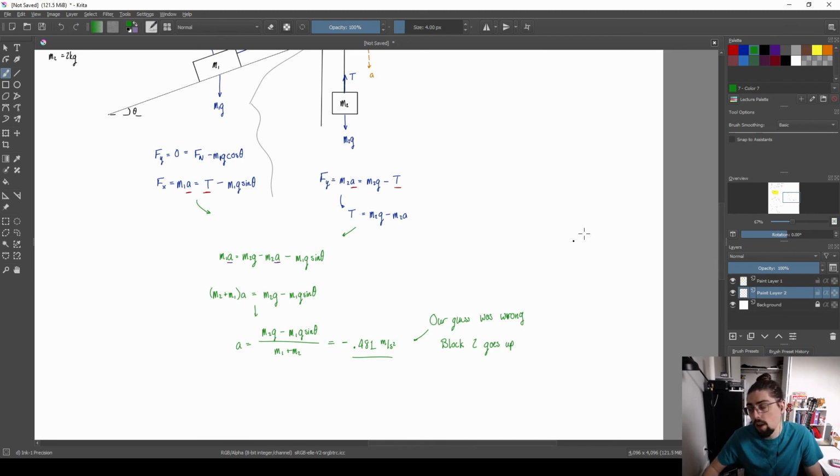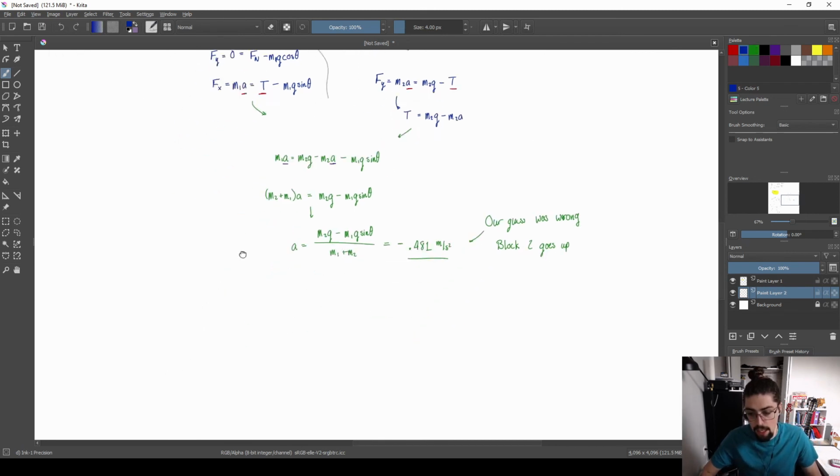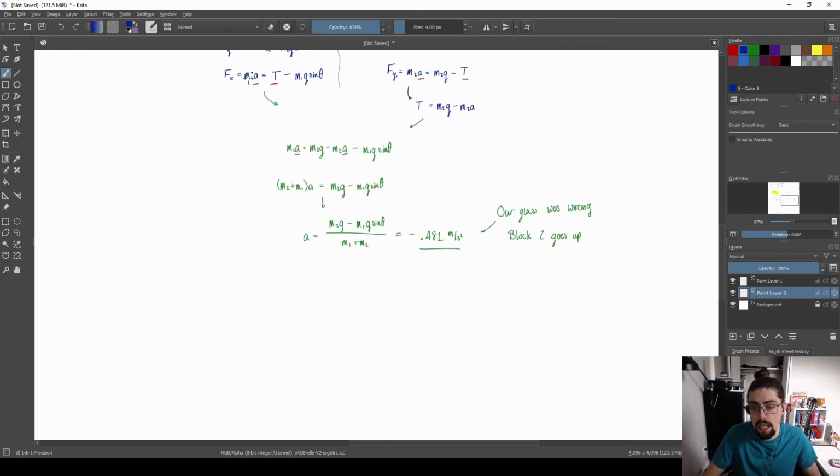But what I need to do with this value now is I can go back up. I'm looking for the tension as my last little bit of detail here. So let me take my mass 1 acceleration is equal to T minus m1 g sine of theta. Do not plug in positive 0.481.